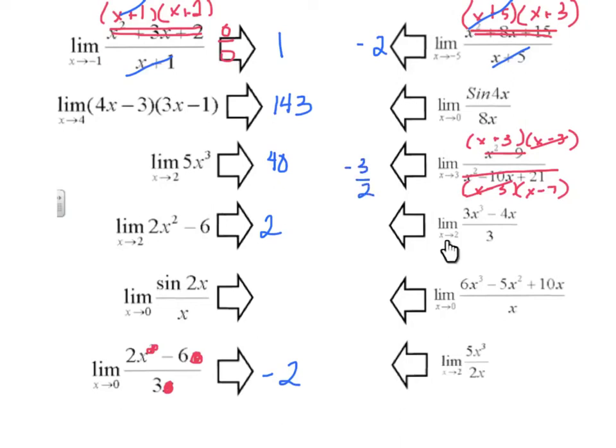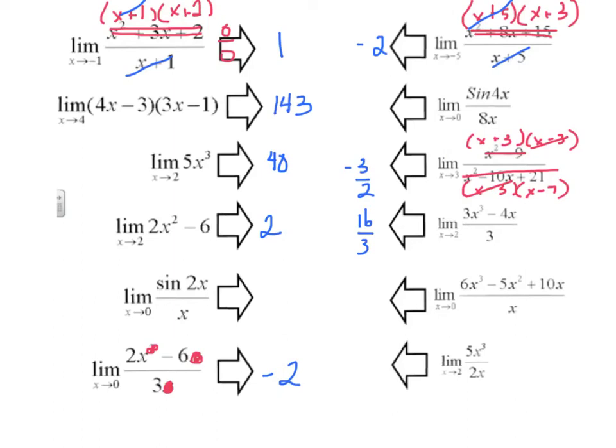This next one, if I plug in 2, well, 3 times 8 is 24, minus 8 is 16. The bottom is 3. No extra work needed. Just plugging it in, it's 16/3.